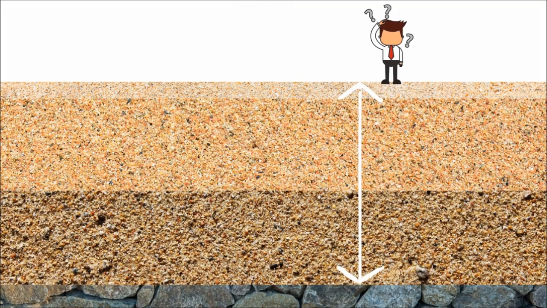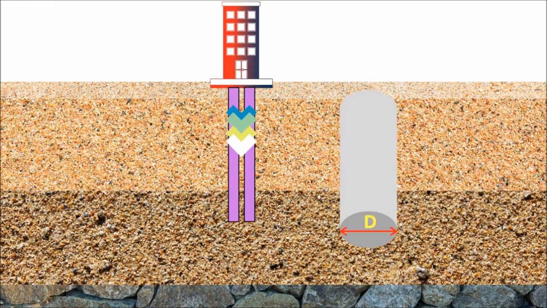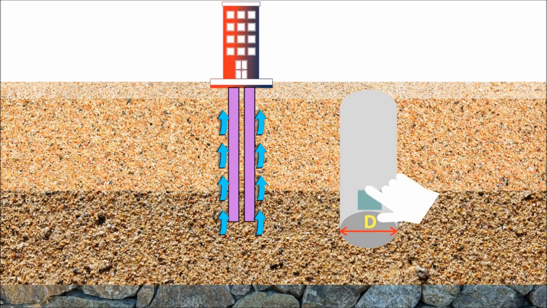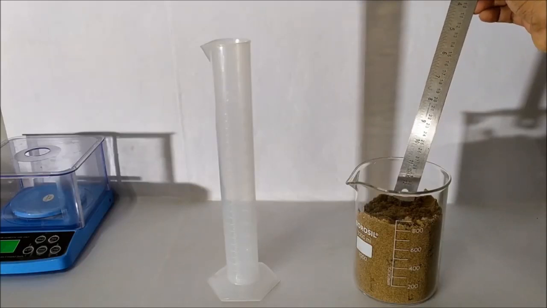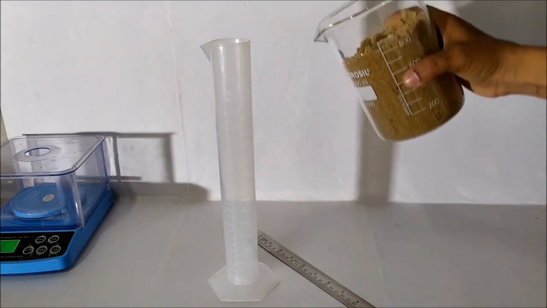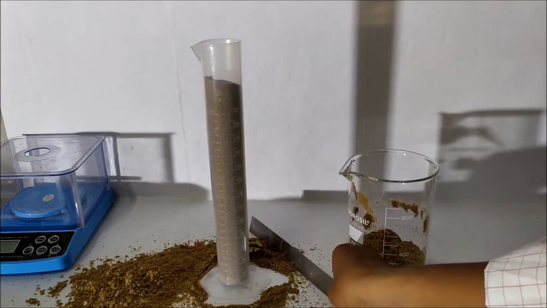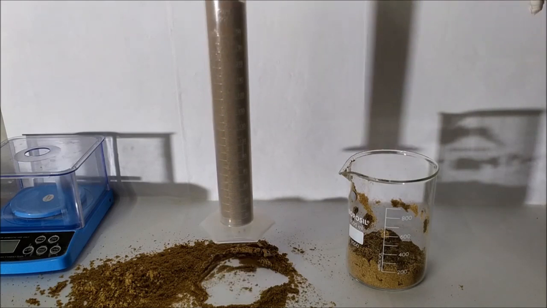Friction piles. When the hard strata exist at large depth, friction piles are used. It transfers the load from the structure to the soil by frictional force between the surface of the pile and the soil surrounding the pile. Here, this is the soil and the scale is acting like a friction pile. The mechanism of this frictional force between pile surface and soil is like this.